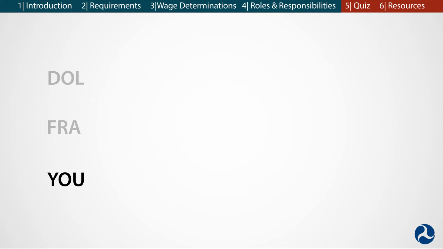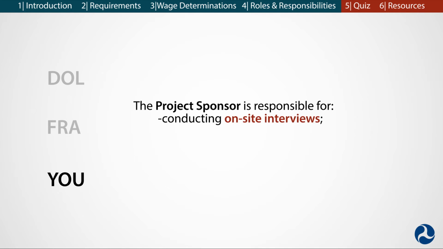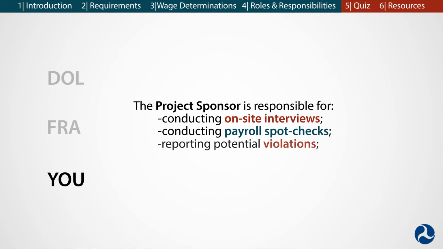The project sponsor plays a big role in following the requirements of the DBA. Project sponsors are responsible for conducting on-site interviews with laborers and mechanics, conducting payroll spot checks and reviewing related records, reporting potential violations, and maintaining full documentation. The project sponsor is ultimately responsible for these activities but may delegate them to its agent.